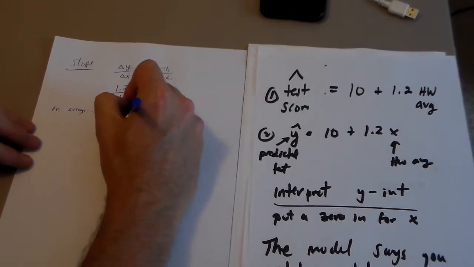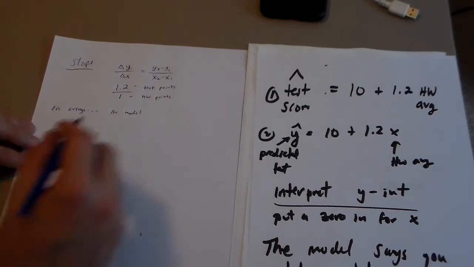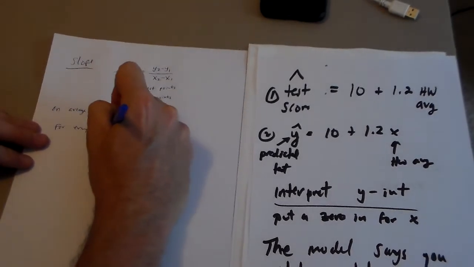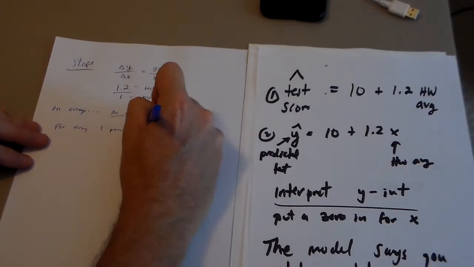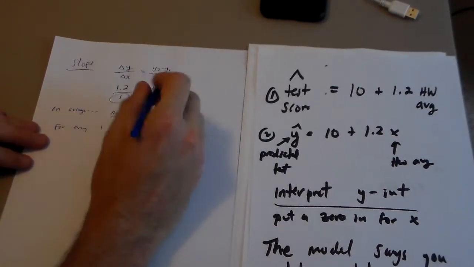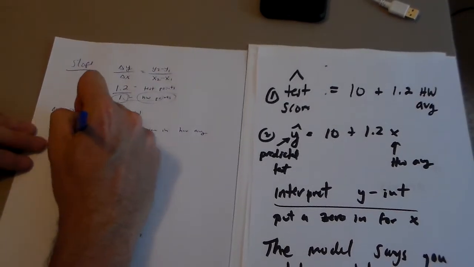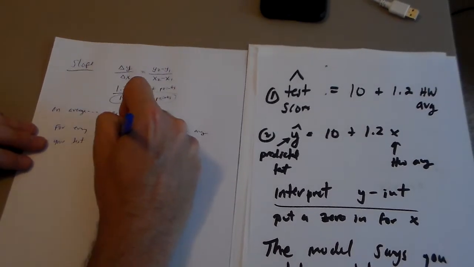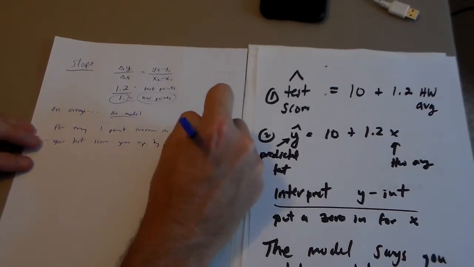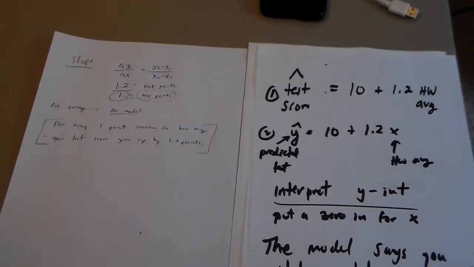the model, what does the model tell us? What's the story that the model tells us? Well, it tells us that on average, the model says that for every 1 point increase in homework average, your test score goes up by 1.2 points. That is the perfect answer. Okay, that is your perfect answer here.